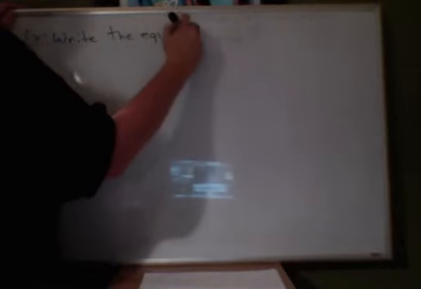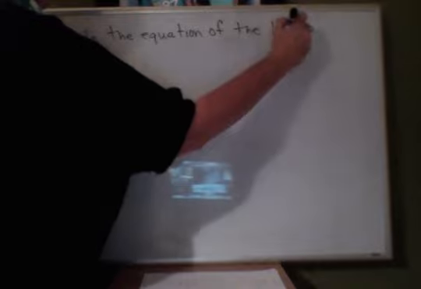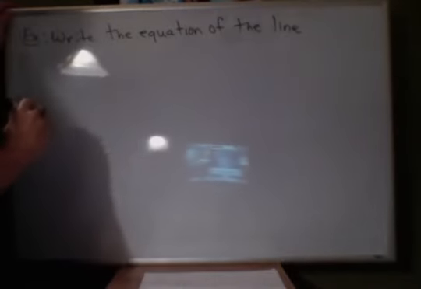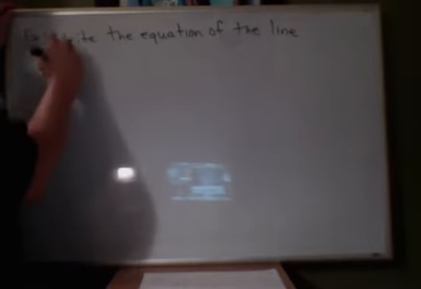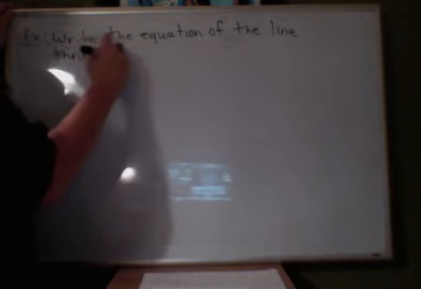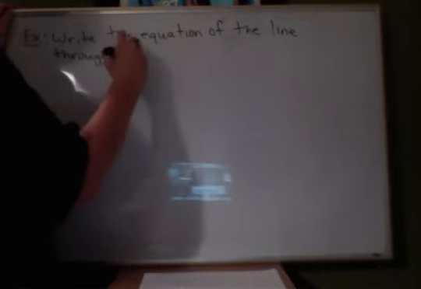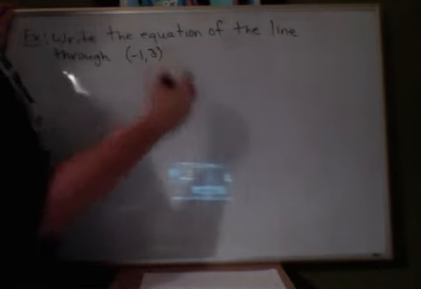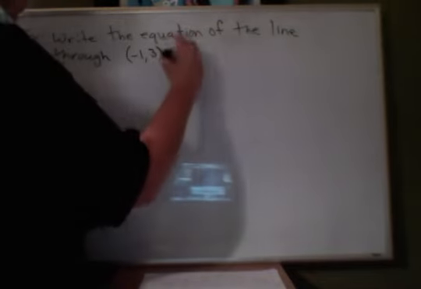So here's the first example. We're going to write the equation of the line through the point -1, 3 with a slope of 4.